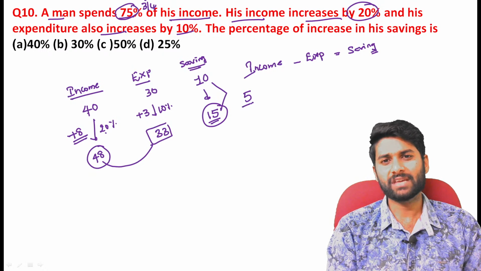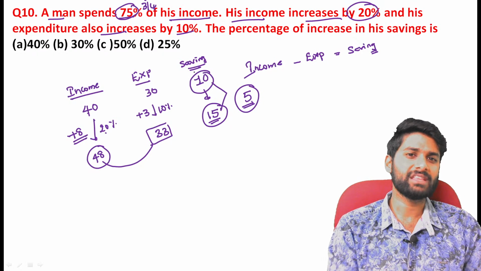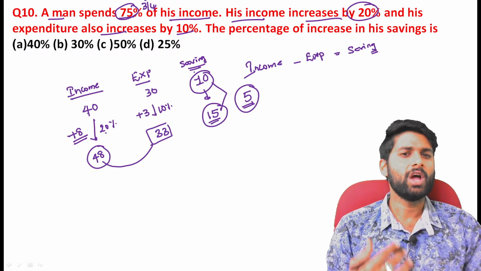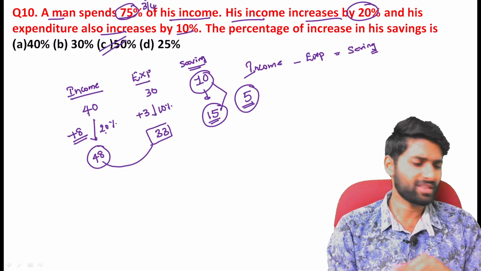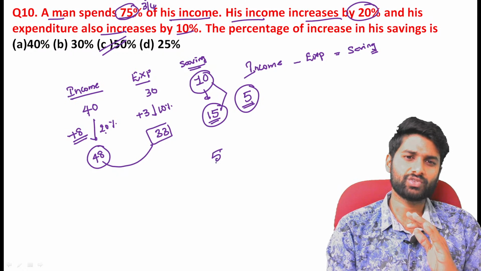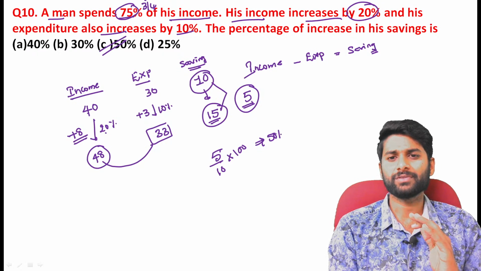Now how many quantities have increased? 5 quantities have increased. Now 5 quantities are always compared with the initial value. That's why 5 by 10. Already we know that 10 is the 100%, so 5 becomes 50%. No need to go through further calculation. Or otherwise, you just take the difference by the initial term into 100.